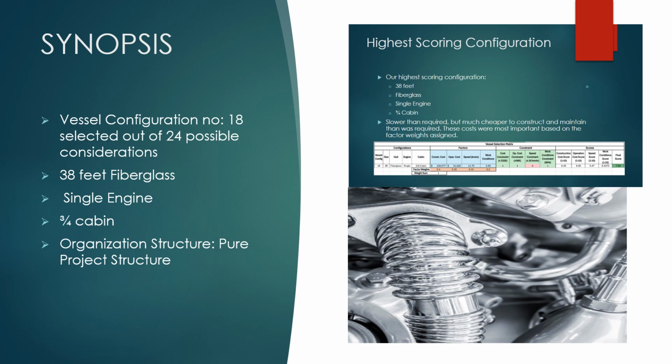To give a quick recap on what we've done so far, we selected configuration number 18 out of the 24 possible considerations we had in week 1. The reason for our selection was cost and also the ability to maintain. It was a 38 feet fiberglass single engine with a 3 over 4 cabin. We are also currently practicing the project structure organization for both developments.